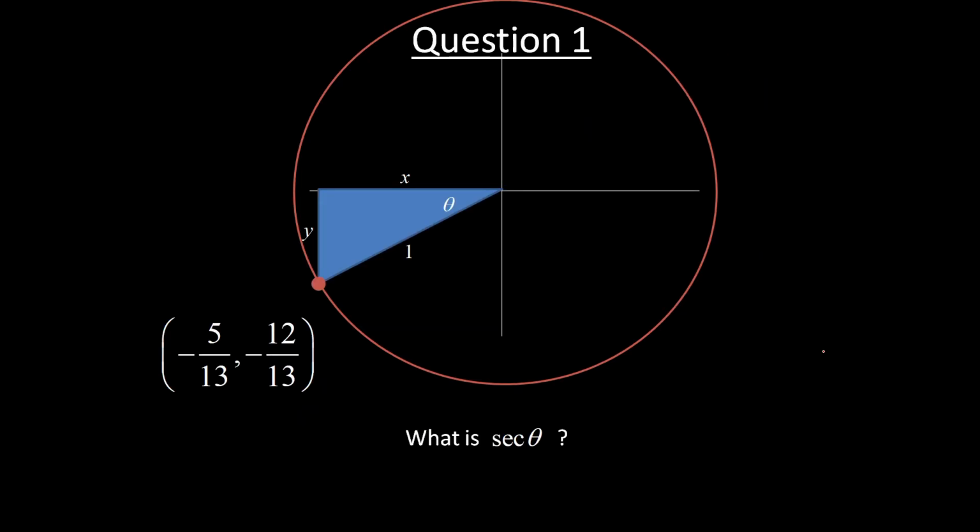So check this out. For question 1, I'm going to give you this point right here. What is secant theta? And I just noticed here that I've made a mistake because I put theta right here on the picture. That's a mistake. What I mean by theta is always from the initial to the terminal side. So actually what I mean by theta is this angle here. What is the secant of that angle?